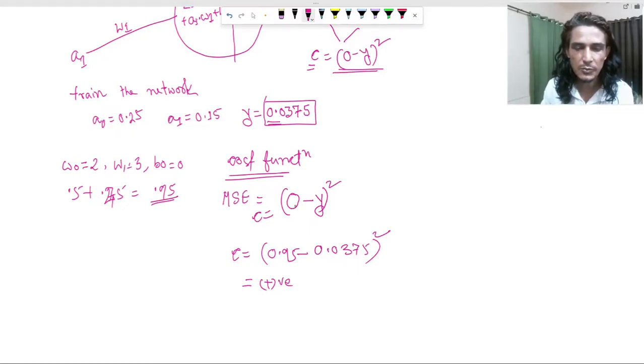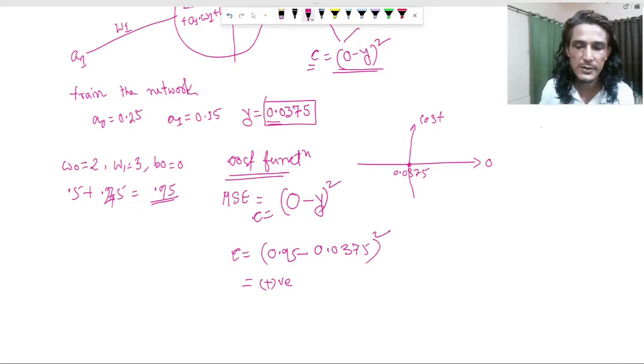Now, instead of looking at this specific cost, let's try to plot the cost versus the output. This cost is a function of the output generated by the network. If you plot the cost versus the output, say this is the output and this is the corresponding cost, one thing you can observe is that whenever the output O is equal to 0.0375, at this particular point, the cost is 0.